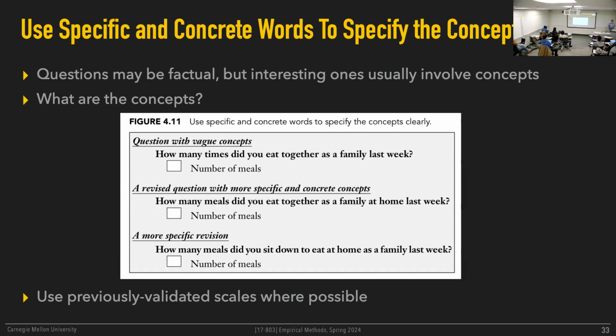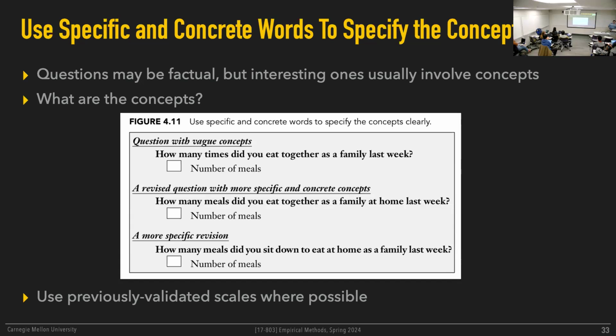But arguably, the first one was very vague. How many times did you eat together as a family last week? Please fill out the number of meals. That's the first one at the top. Arguably, this is a vague way of asking a question because lots of things are assumed or implied here. What does as a family mean? What does together mean? What counts, what doesn't count? Very vague way of asking a question.